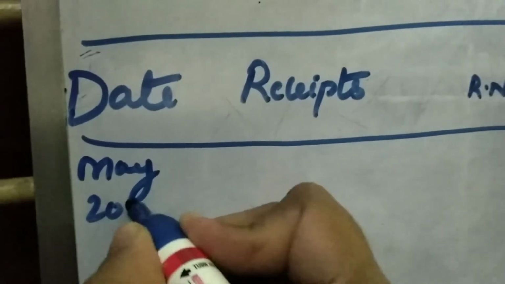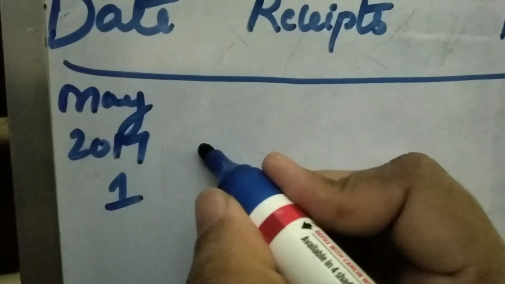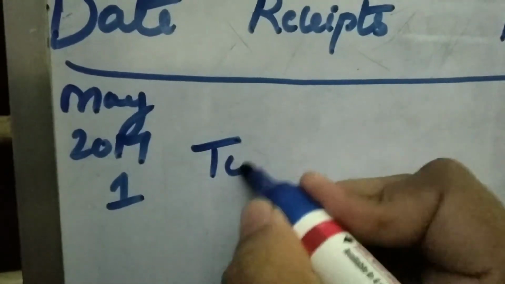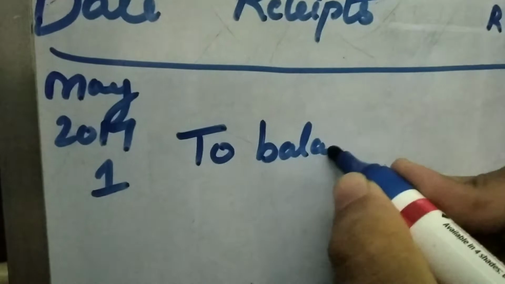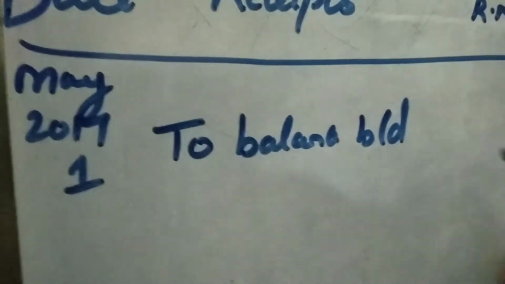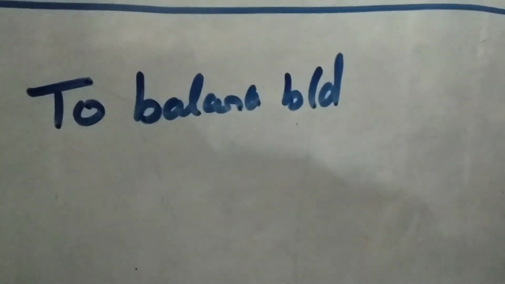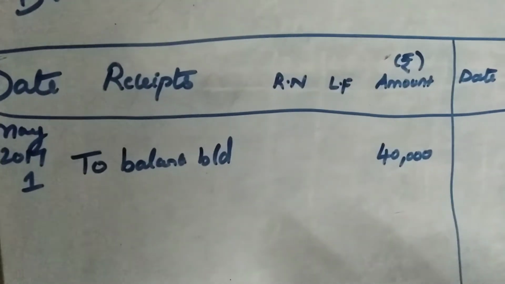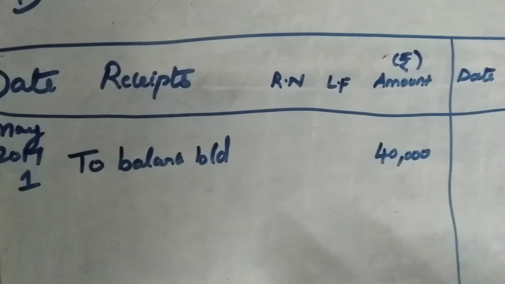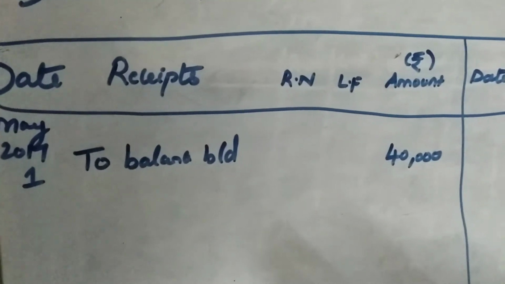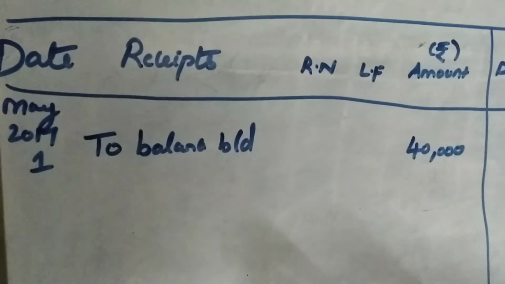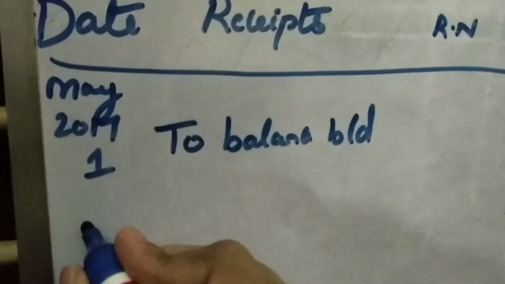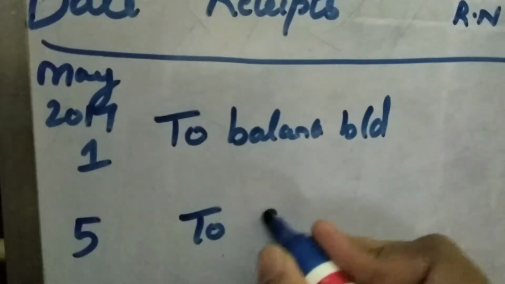May 2017, 1st of May. On the receipt side, you are going to start with the brought on balance. To balance brought down. So what is the amount? 40,000. You are starting with 40,000 cash. So this is the cash in hand, 40,000. On 5th of May, cash received from Swati. So we are receiving cash. So it comes on the debit side, receipts. So to Swati.